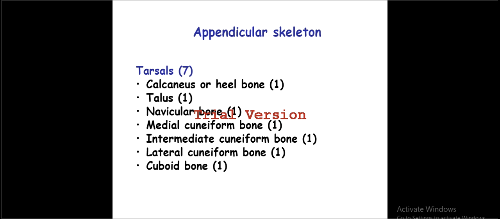Next, previously in the legs I discussed the tarsal bones, which are 7. Here are the names of the tarsal bones. The first one is the calcaneus bone, which is known as the heel bone. Then the second is the talus bone. Third is the navicular bone, then the medial cuneiform bone, then the intermediate cuneiform bone, then the lateral cuneiform bone, and last is the cuboid bone. So the total number of tarsal bones is 7.